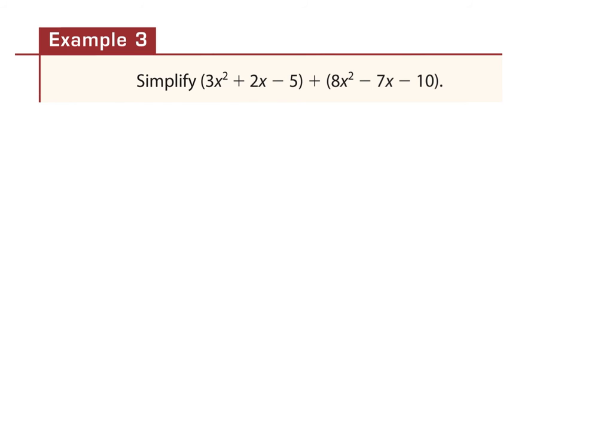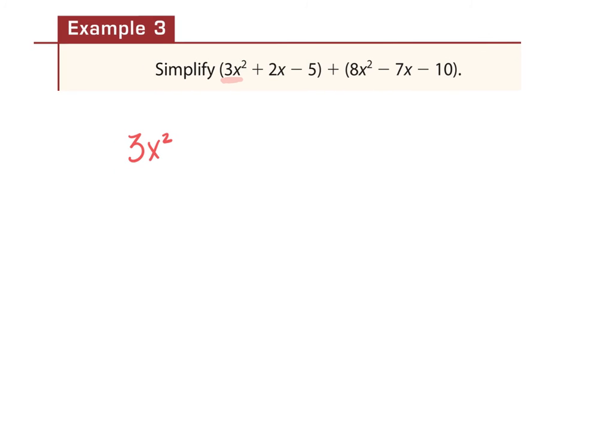So let's look at the example that they give us. They want us to simplify, and example 3 here is the one I've pulled. We're going to use the horizontal method to do it, okay? So I have a 3x squared. What in the other side of the polynomial is that like term? 8x squared. So I'm going to add 3x squared and 8x squared. How many x squareds do I have? 11.